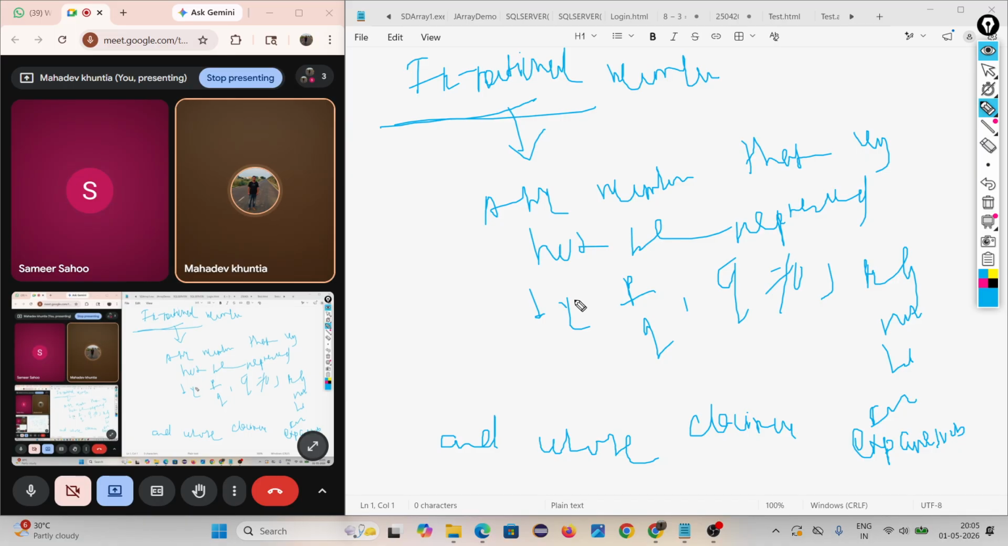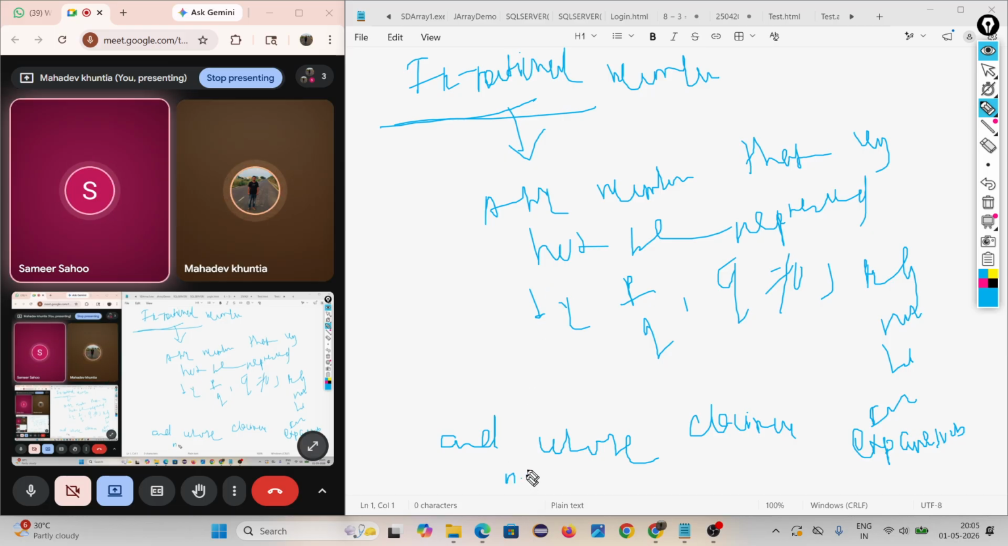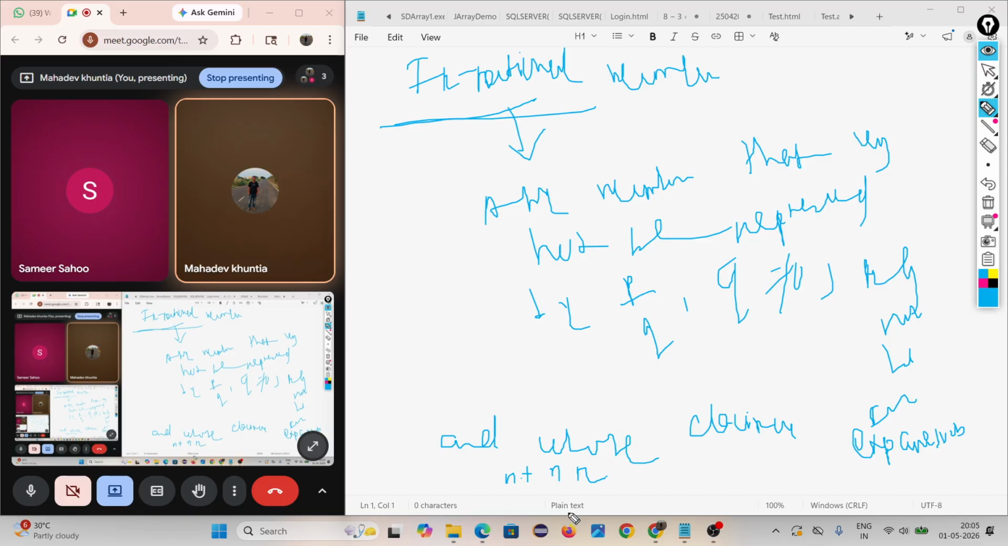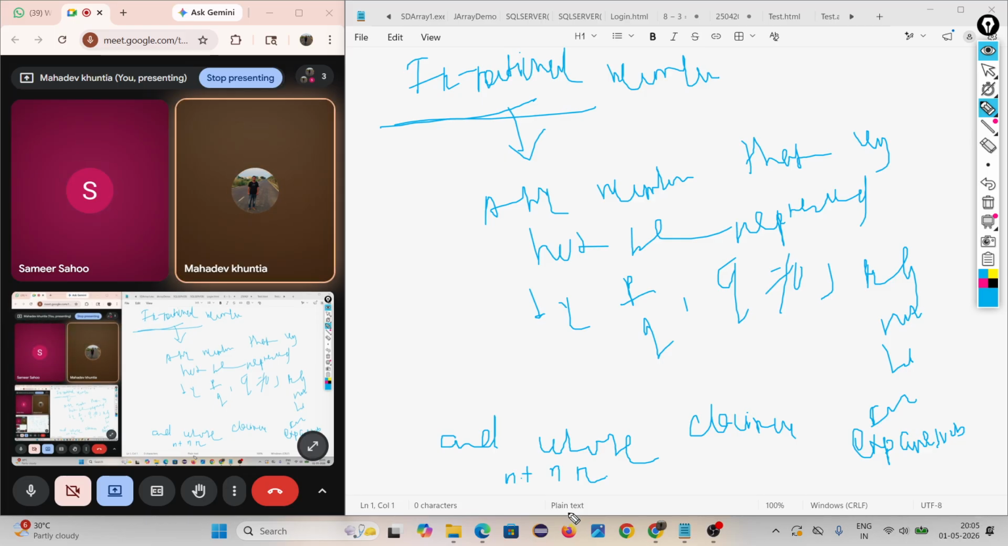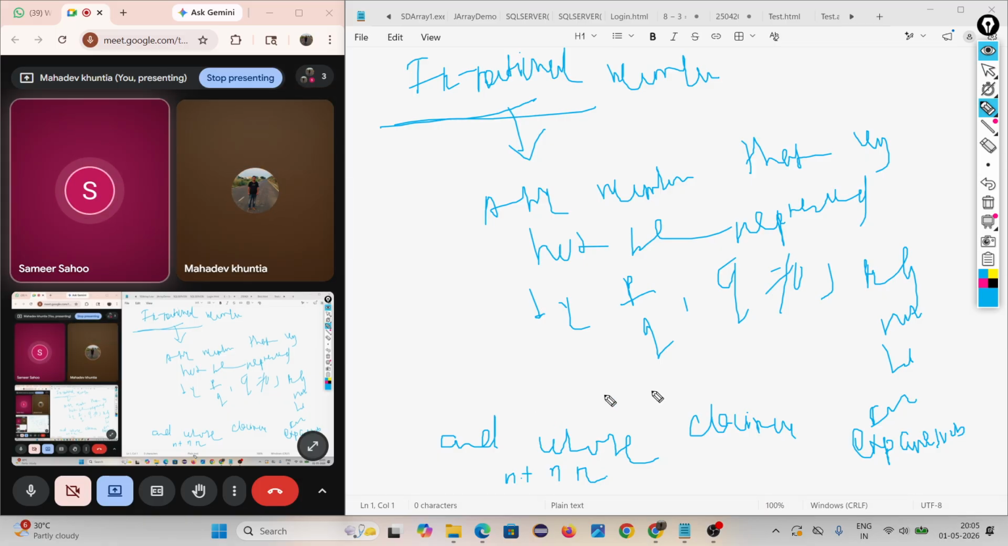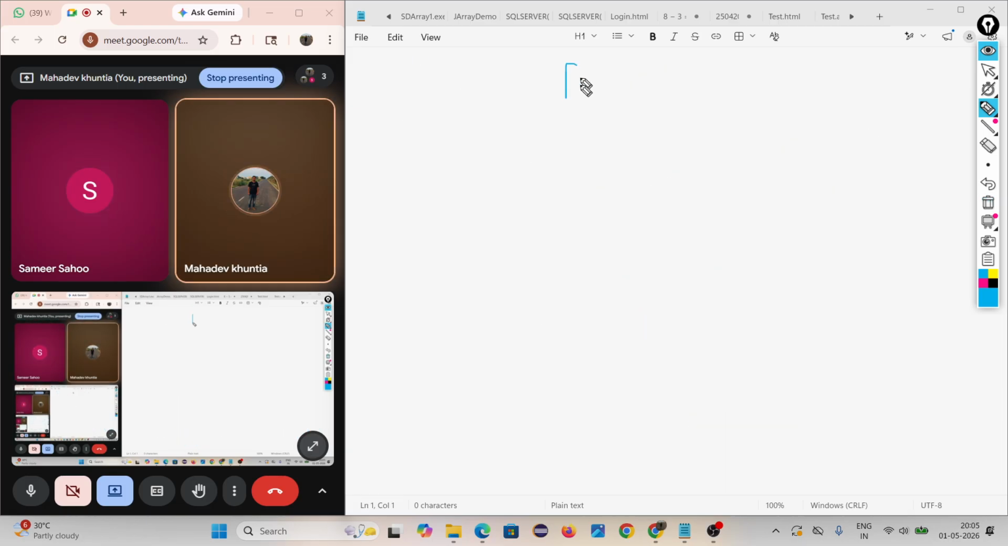Irrational number: its decimal expansion is non-terminating, non-repeating. Any number that cannot be represented as p upon q is irrational. Their decimal expansion is non-terminating, non-recurring. Actually, look, try to understand the decimal expansion.